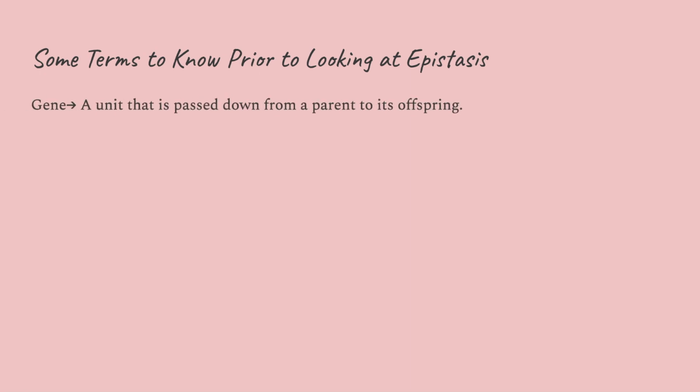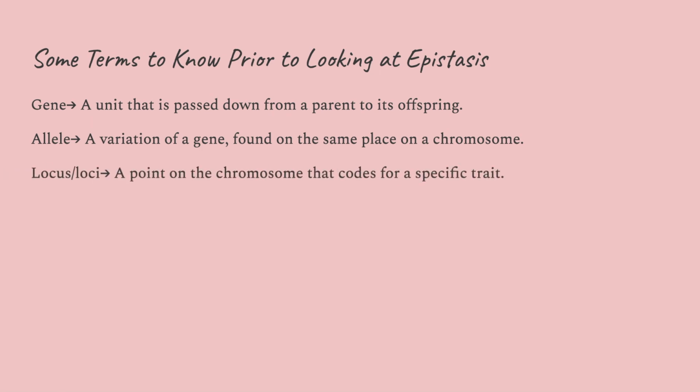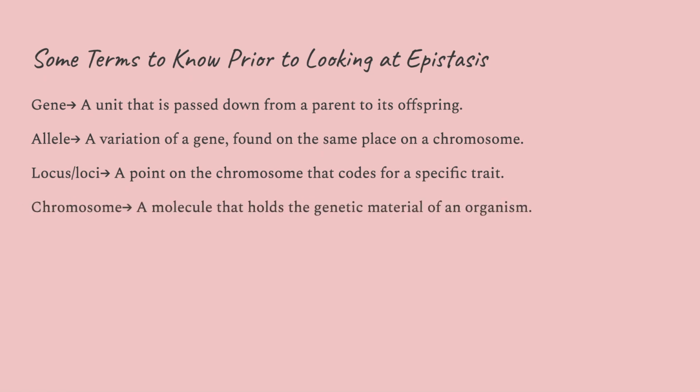A gene is a unit of heredity that is passed down from a parent to offspring. An allele is a variation of a gene found on the same place on a chromosome. A locus, or loci, is a point on the chromosome that codes for a specific trait. A chromosome is a molecule that holds the genetic material of an organism.